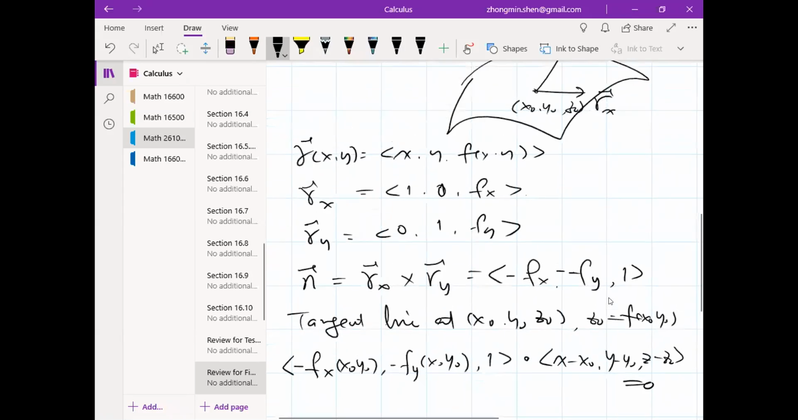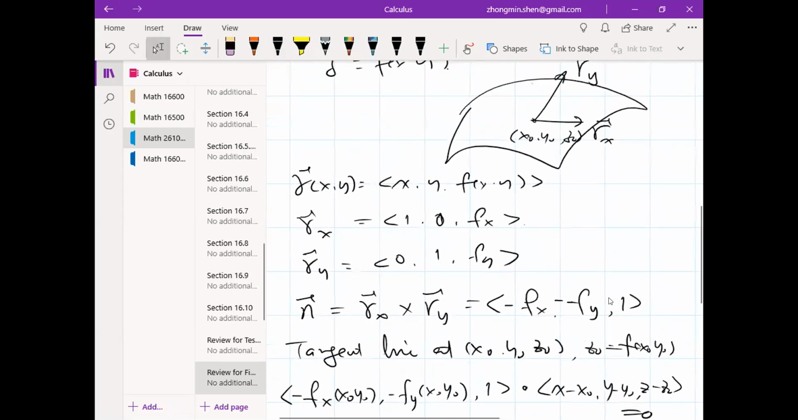Another way you can describe the plane: think about the plane as a surface also. How do you describe a point on the plane?